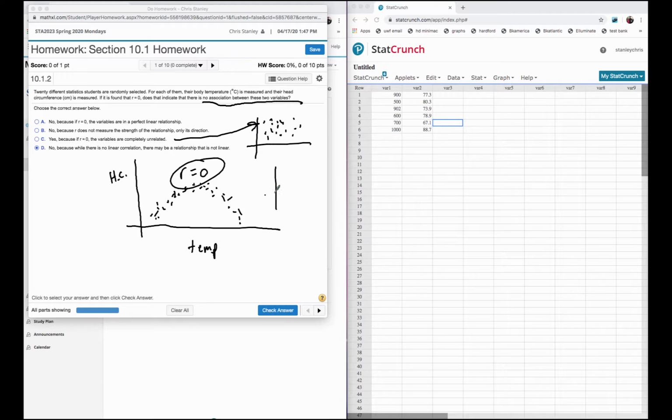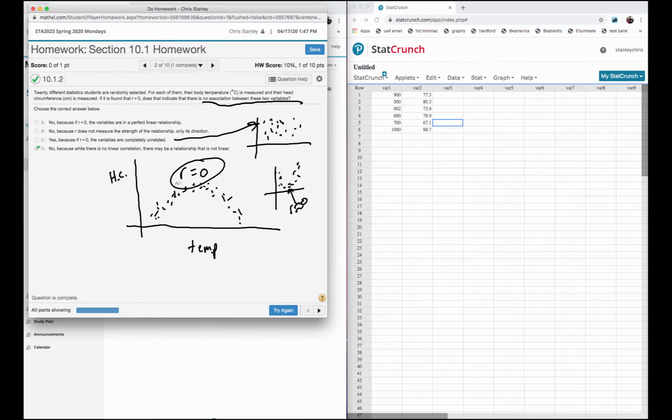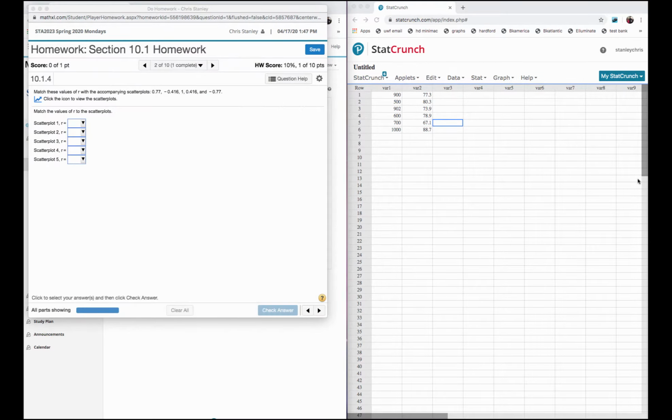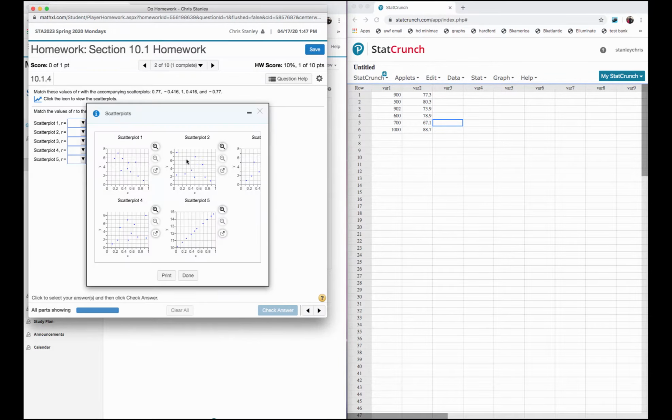But there are other instances, like a parabola. A parabola will give an R really close to 0. So no, there's no linear correlation. There still might be a relationship. Okay, so we're going to click on these scatter plots.